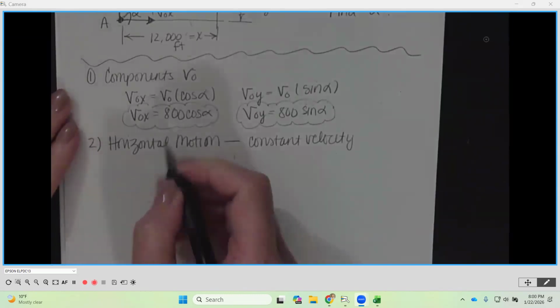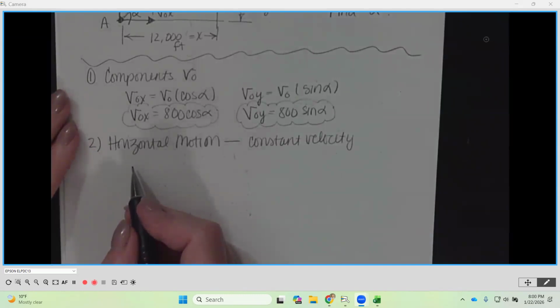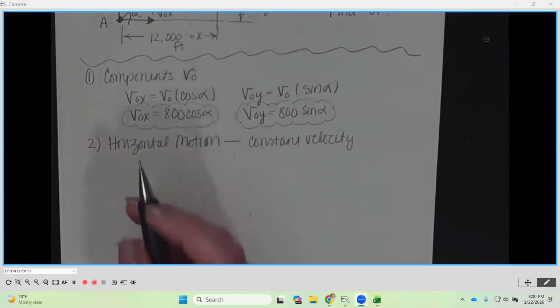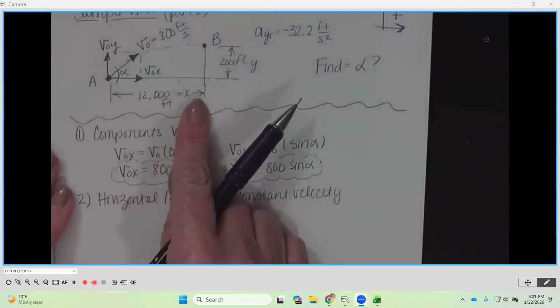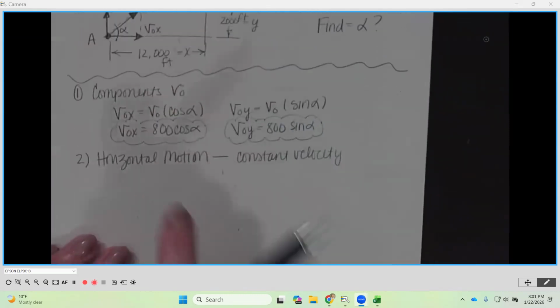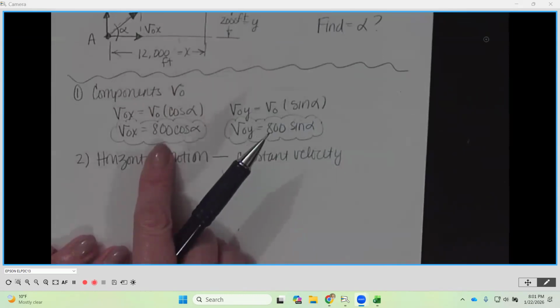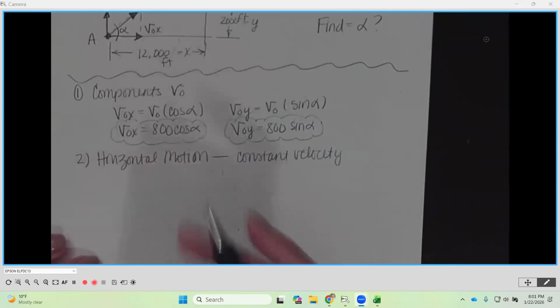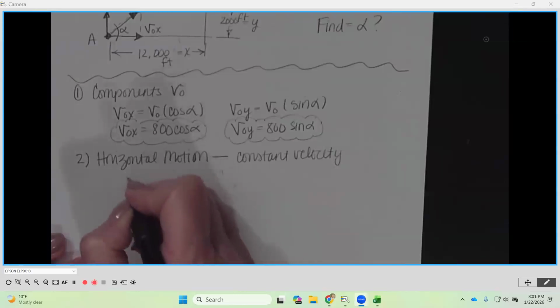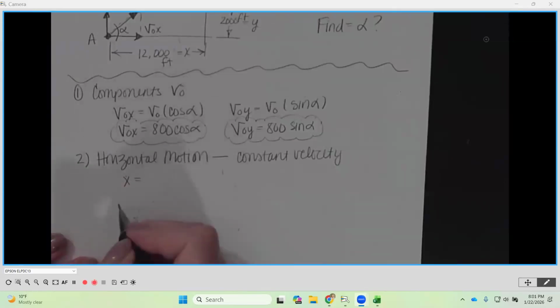So we can use that 12,000 because we know that we have to cover 12,000 feet, okay, horizontally. All right. And we know it's going to be starting at this velocity. We don't have a number, but we can put it in terms of its angle. So we're going to say that that distance is going to be equal to our original velocity in the x direction times the time. Okay.